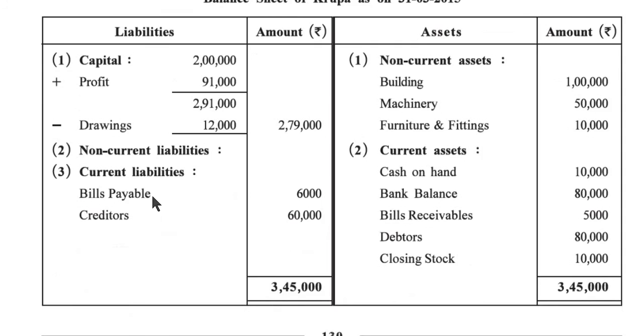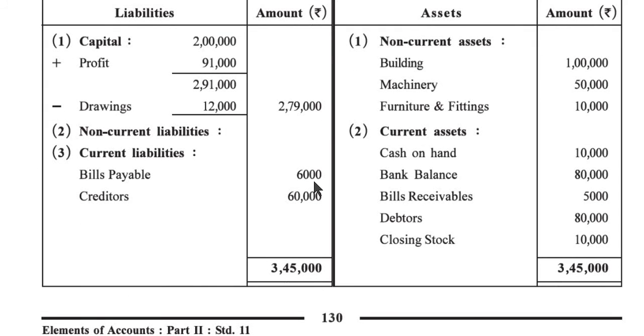Non-current liability is not there. Now current liability, bills payable 6,000, creditors 60,000. Now the total of the liability side is 3,45,000. Students, when we write the balance sheet, at that time the liability side and asset side totals are identical, meaning equal. Non-current assets: building 1 lakh, machinery 50,000, furniture and fittings 10,000. Current assets: cash on hand 10,000, bank balance 80,000, bills receivable 5,000, debtors 80,000.